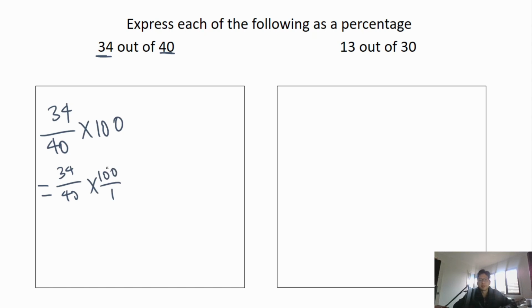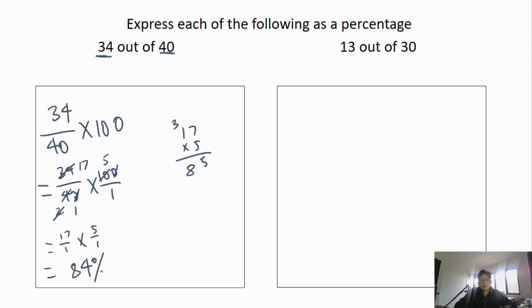Let's simplify wherever we can. We can simplify diagonally here, dividing by a factor of 10, so cancel the 0, that gives us 4 and 10. We can divide once more diagonally by 2, that gives us 2 here and 5 up here. We can also cancel vertically. They can both be divided by 2, that gives us 1 here and 17 here. Now we have 17 over 1 times 5 over 1. 17 times 5 gives us 85, so 34 over 40 is 85%.